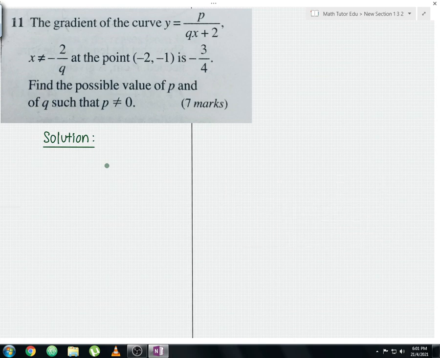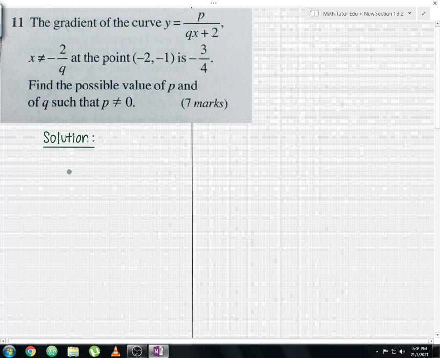Okay, let me read the question now. The gradient of the curve y equals p over qx plus 2, given that x cannot be equal to negative 2 over q, at the point negative 2, negative 1 is negative 3 over 4. Find the possible values of p and of q such that p cannot be equal to 0. So this is the overall question.